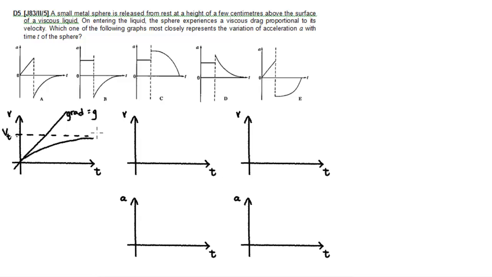In this question, the object is actually free falling first before it enters the viscous liquid. So its velocity time graph will initially be a straight line graph until it enters the viscous liquid. Once it enters the viscous liquid, the velocity time graph is no longer a straight line graph, but a curve that approaches the terminal velocity.